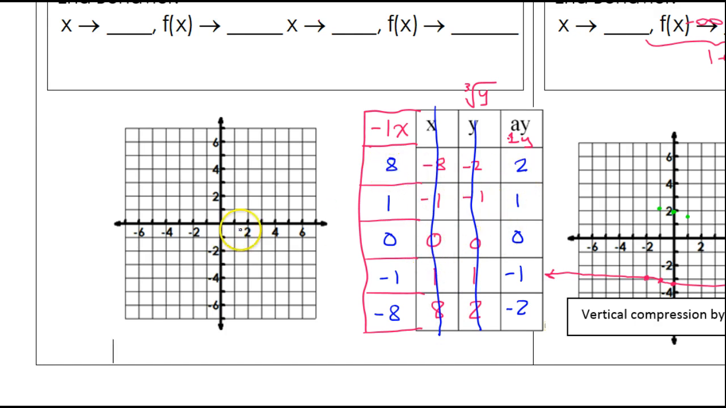So 8, 2, all right, so that's going to be about here. 1, 1, 0, 0, -1, -1, and -8, -2.